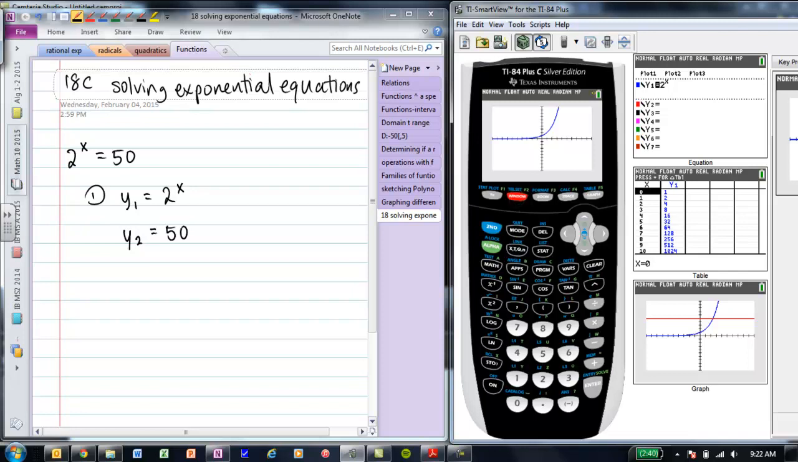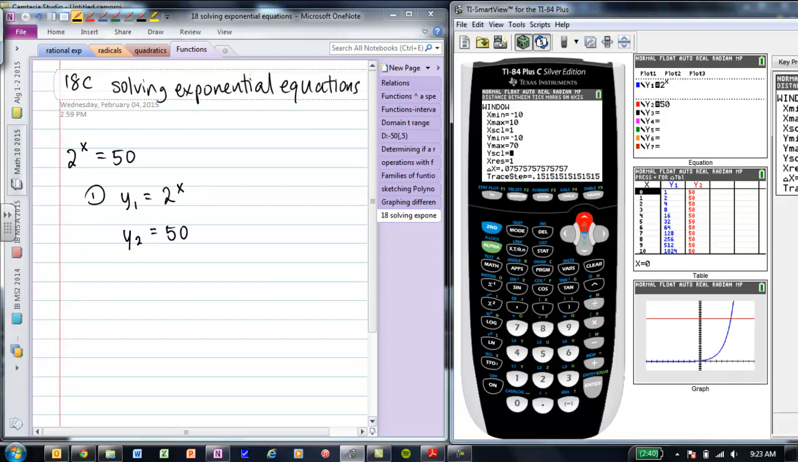So I click window, and then I need my y's to go a little bit higher. I'm going to scroll down to the y max, and let's make the y max 70, or just something that's bigger than 50. And since I'm counting by 70, I'm probably going to change my scale just a little bit so I can see it better. We'll go with 10. Okay, so the blue line again is my exponential curve, and the red line is y equals 50.